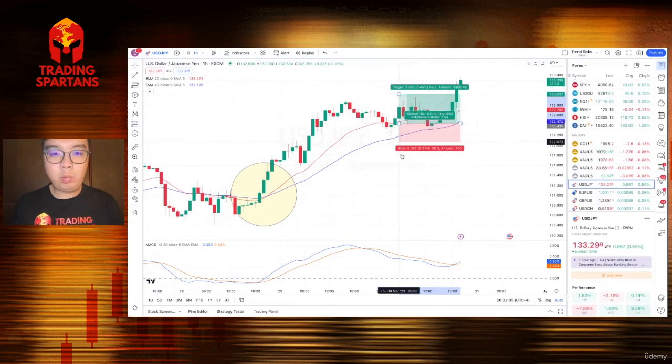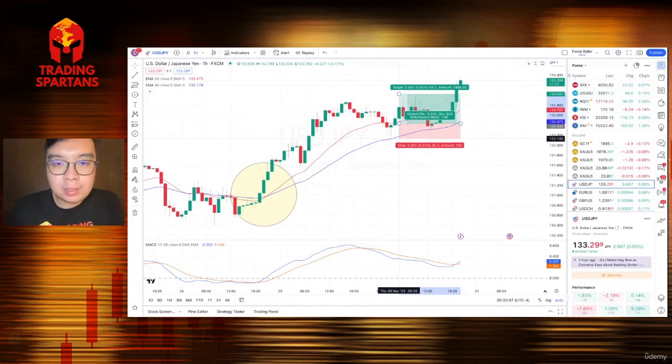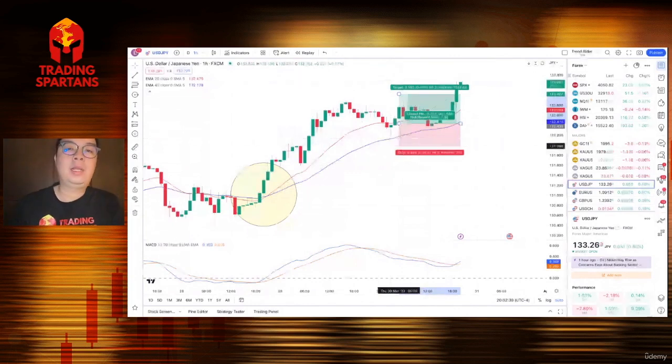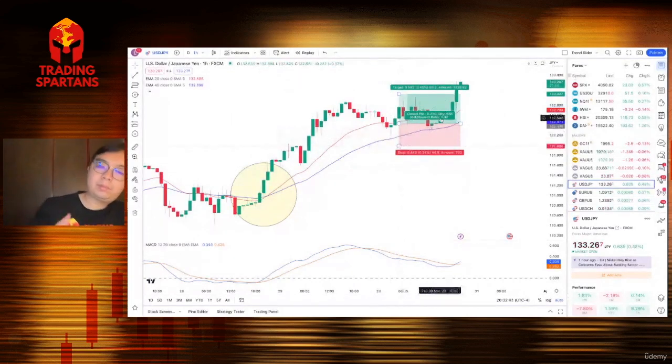So where's my stop loss? The stop loss here will be the EMA 40 line plus 15 pips. EMA 40 is at 132.127, so we add another 15 pips. That will be 132.277 for the stop loss. So 15 pips, it will be around the 132 level, or 131.985 level. Okay, so this is our stop loss.